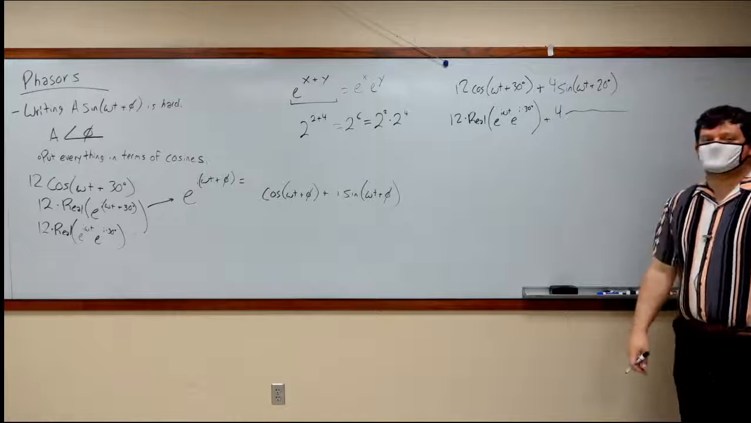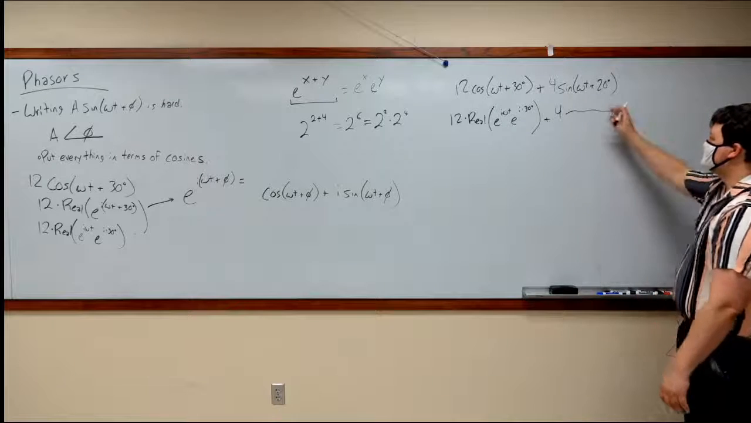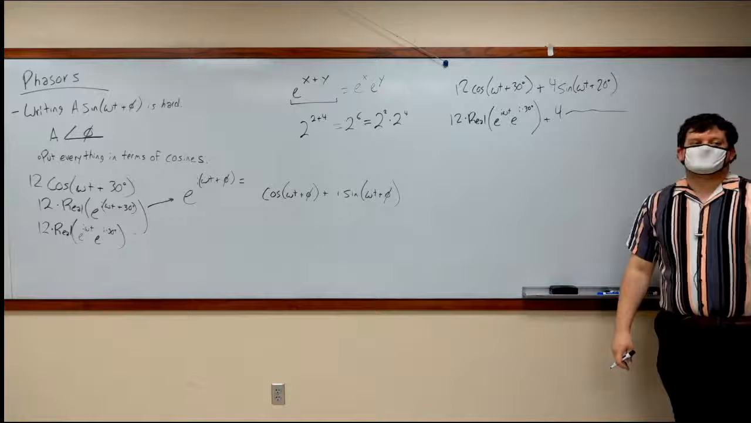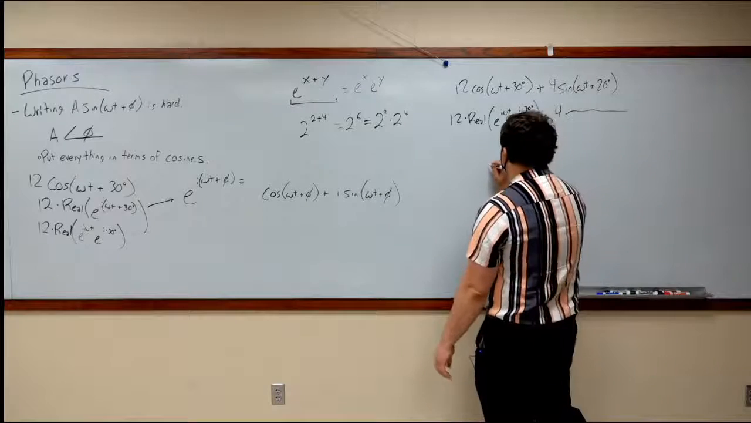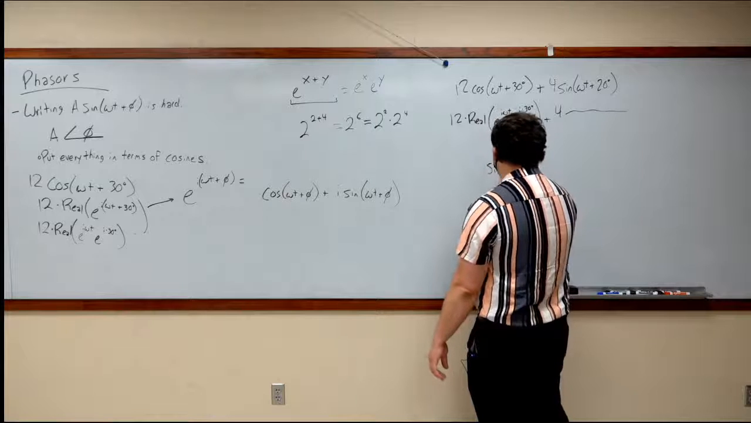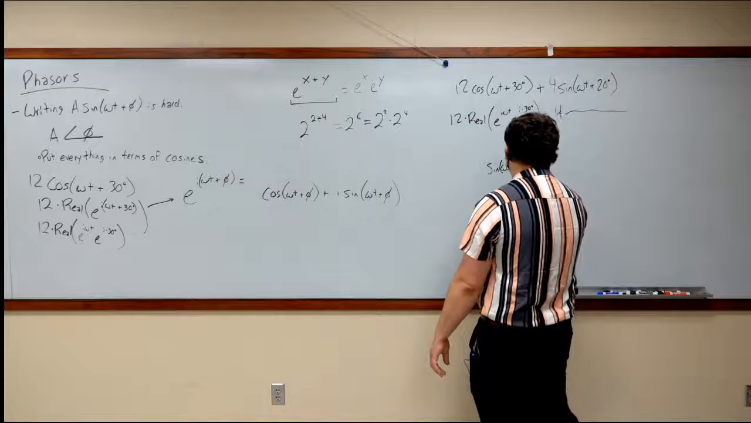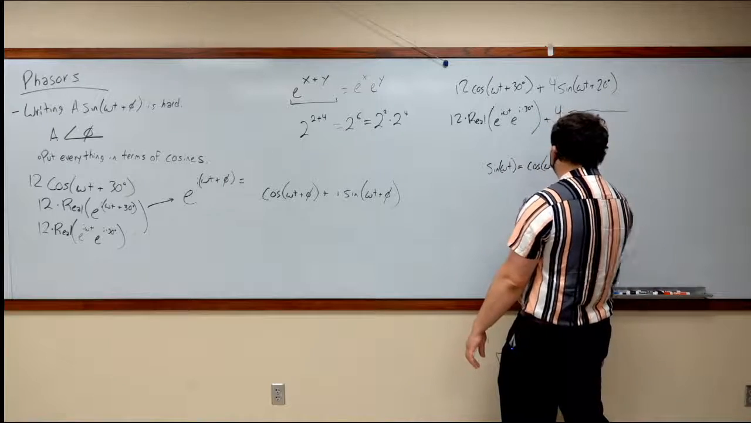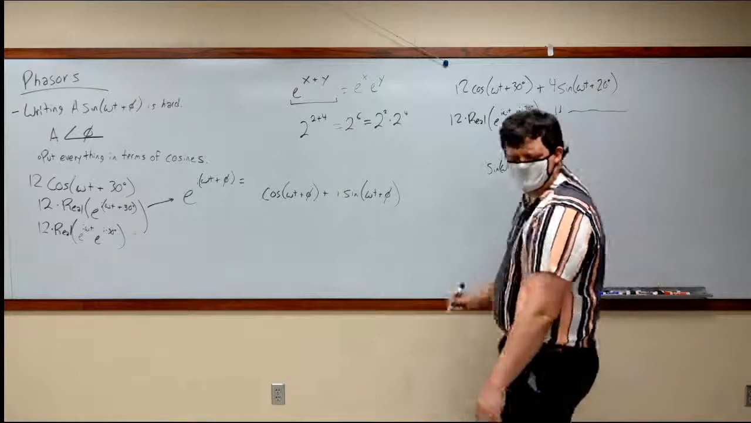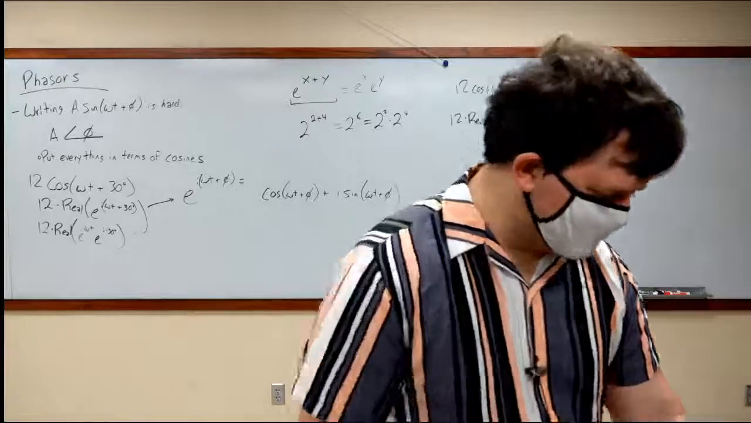First thing we have to do is take this, this is a sine function, and convert it into a cosine function. So as you remember earlier, sine omega t is equal to cosine omega t minus 90 degrees.